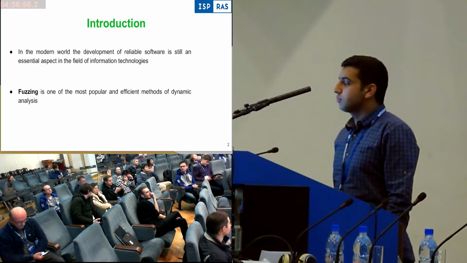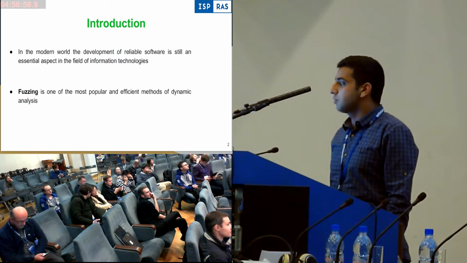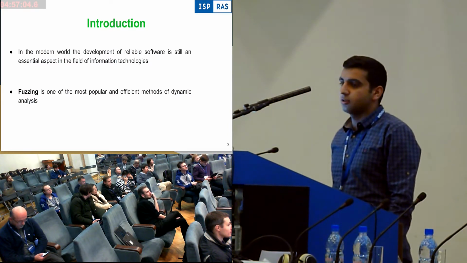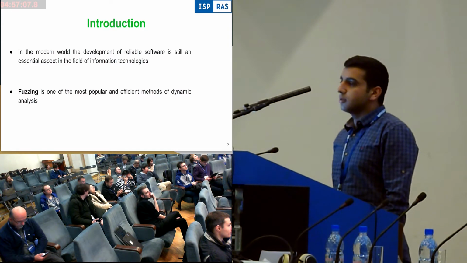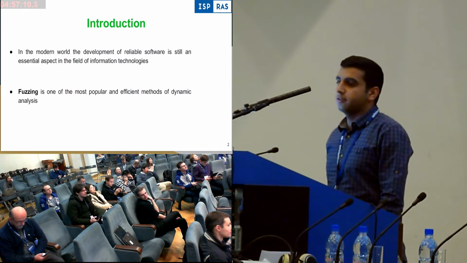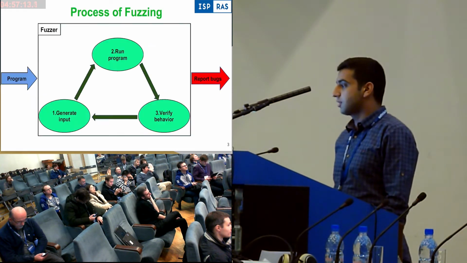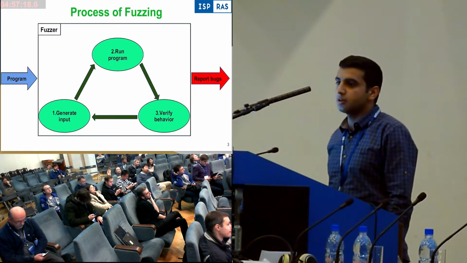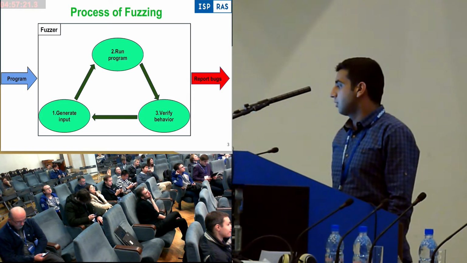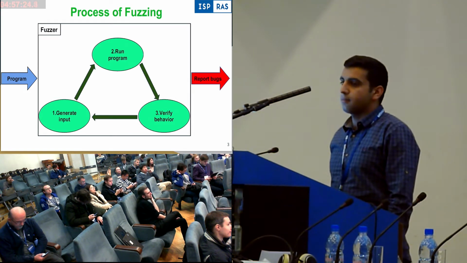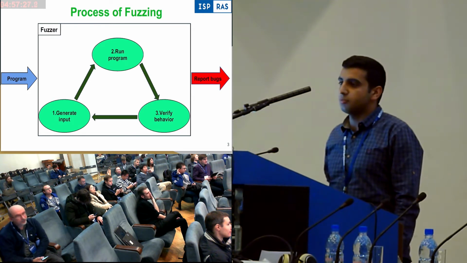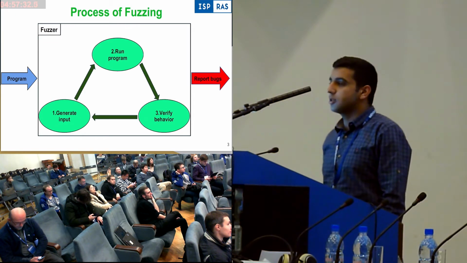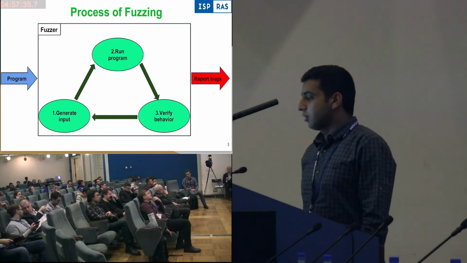In today's world, development of reliable software is a very important aspect in information technologies. Fuzzing is one of the most popular and effective methodologies of dynamic analysis. So, fuzzing is a program that finds the mistakes in a program.